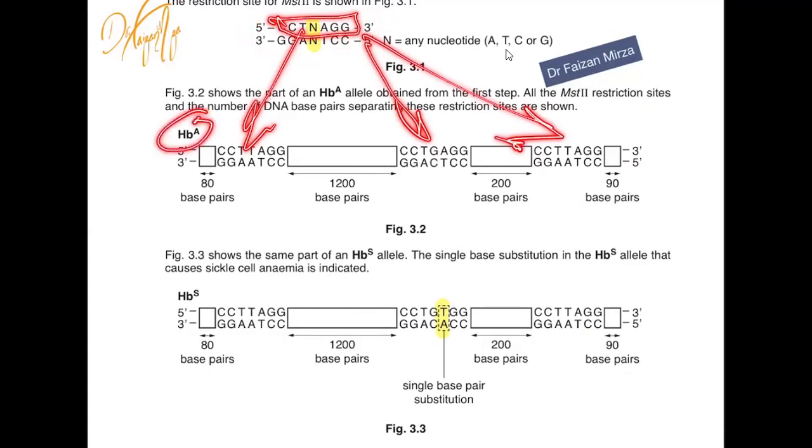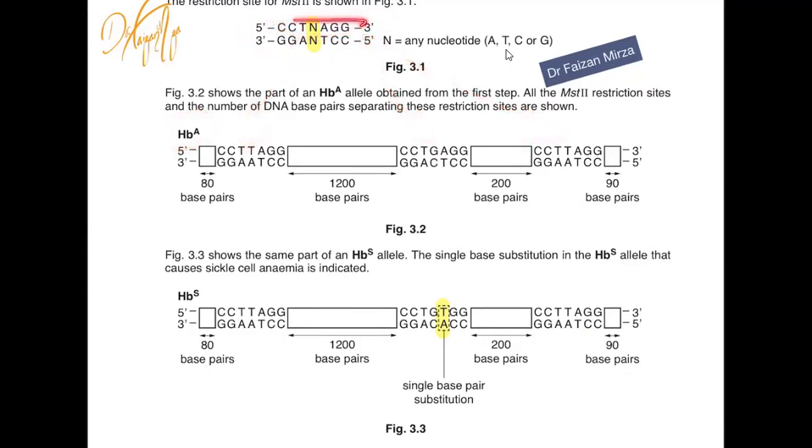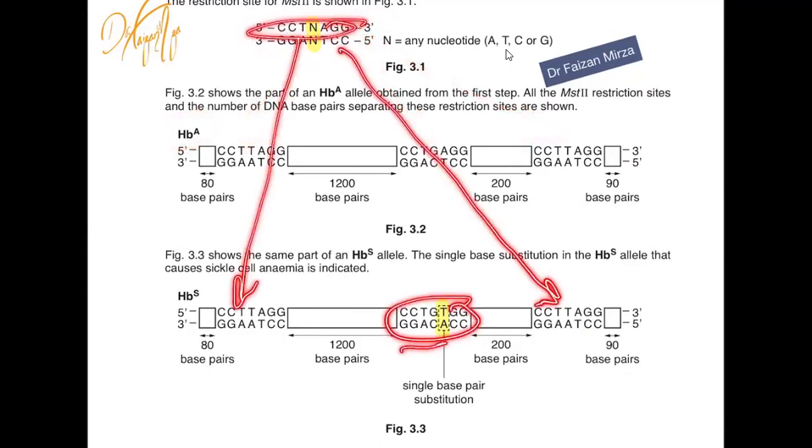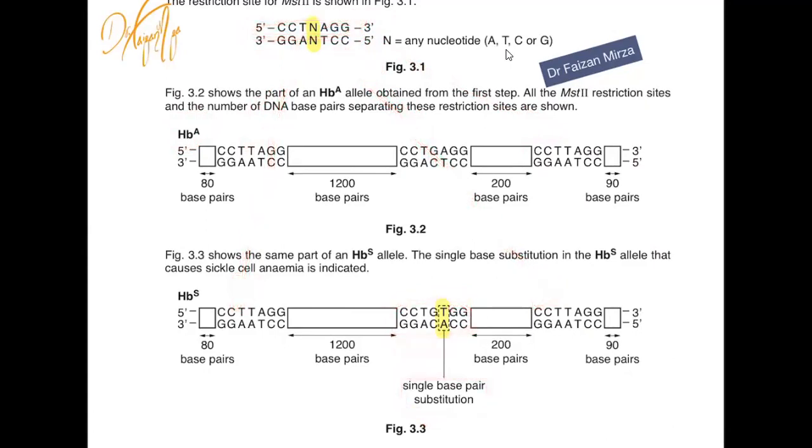Now, if we just compare the HBS allele with it, the HBS allele has the same sequence at this site as well as at this site, but here the sequence is changed. So there's a single base pair substitution here, and this single base pair substitution changes the restriction site. So this restriction site will not be cut by this enzyme anymore. So this restriction enzyme cannot cut HBS at this point. It will cut HBA at this site, and HBS at this site, and this site will not be cut.